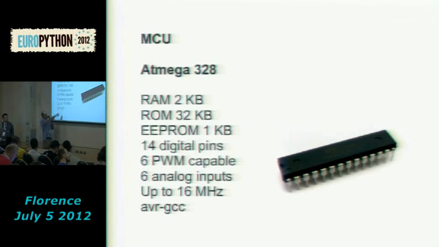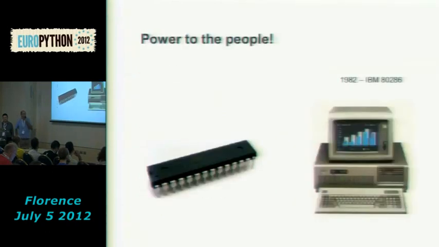And we have 6 analog inputs with an analog comparator, which translates values from voltage to digital values, but we will see it later. It can run up to 16 megahertz, and we can program it in assembly, or better in C or C++, using a modified version of the GNU C compiler. So this is one of the most important things of this microcontroller unit.